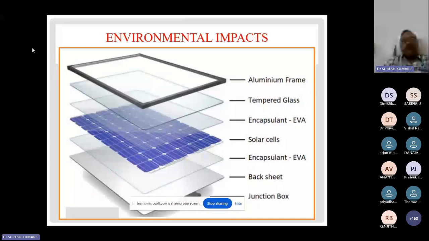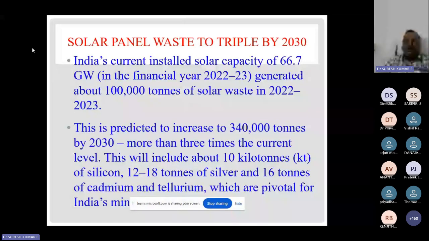Now, solar panel waste is set to triple by 2030. Dangerous. This is 2024, only 6 more years. India's current installed solar capacity is 66.7 gigawatt, that is in the year 2022-23. It generated about 1 lakh tons of solar waste. In 2022-23 alone, 1 lakh tons of solar waste.